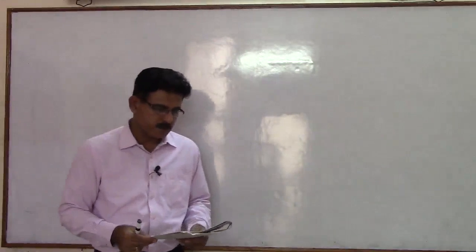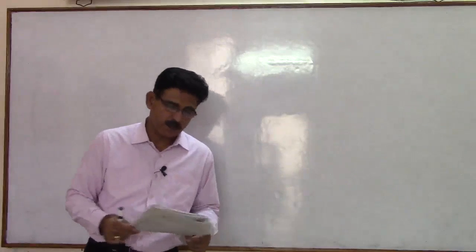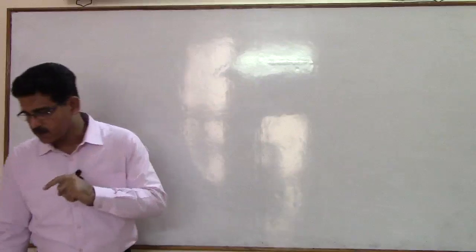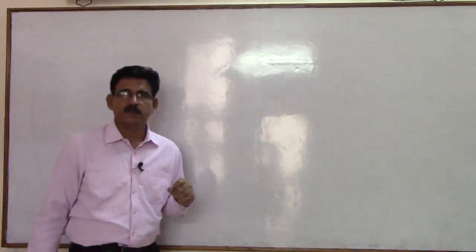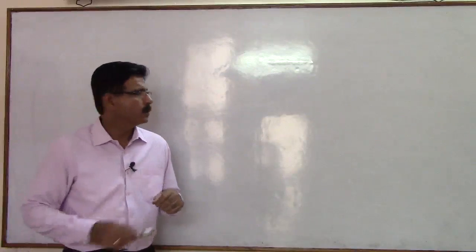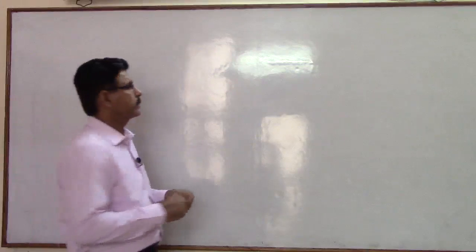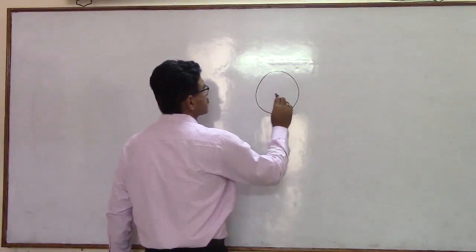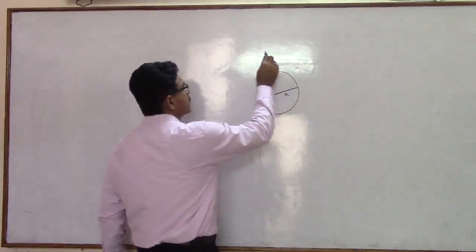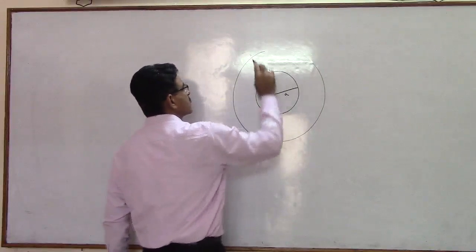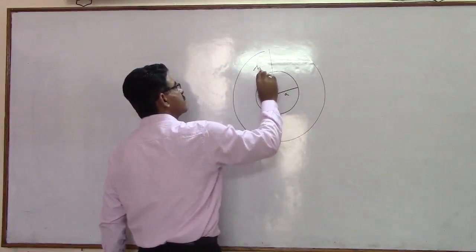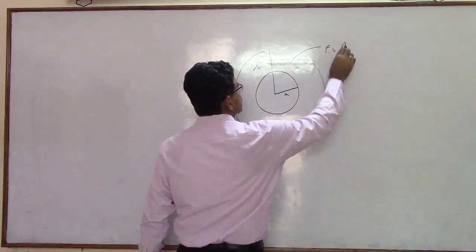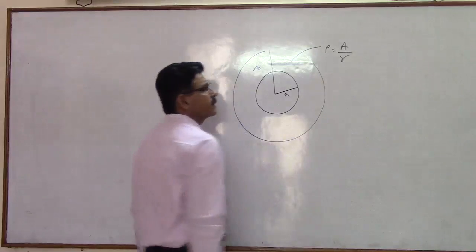Okay, the next question is from electrostatics. Again, this requires some calculation because this case is of variable charge density. The charge density is not constant. What is the question trying to tell you? You have a sphere of radius A, and then you have this particular sphere of radius B, and the charge density in this region is a function of the distance from the center, that is A by R.